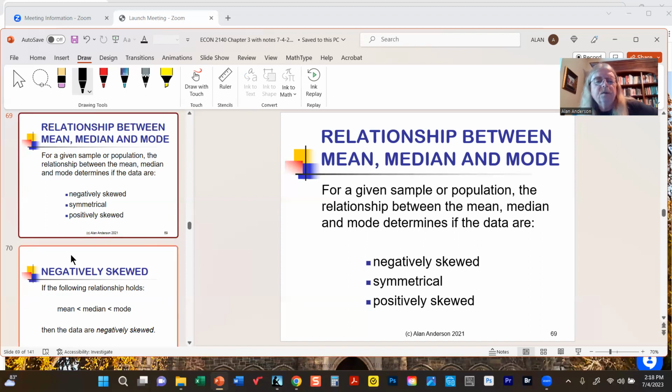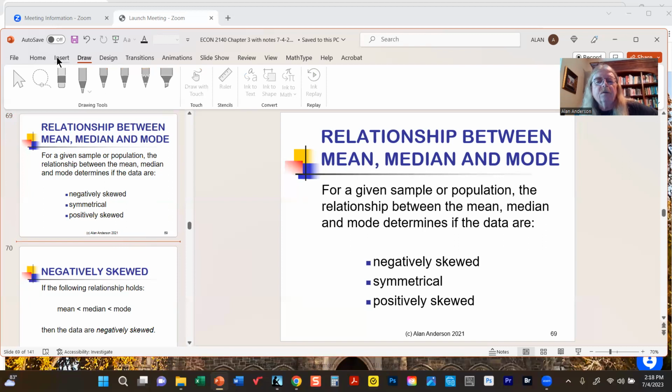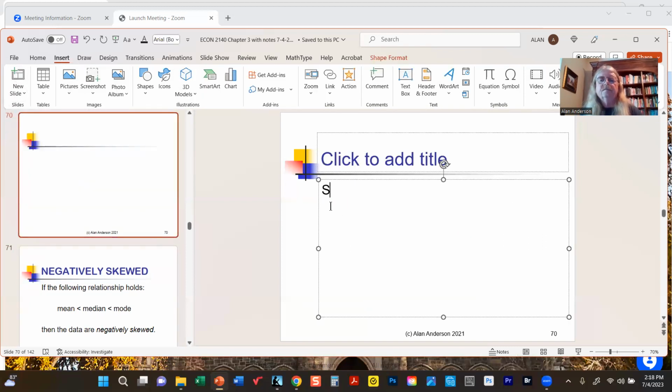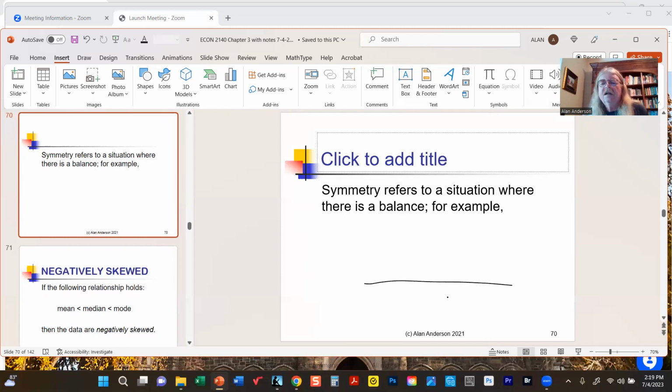So let's see, what is this all about? So, by the way, I just want to remind you, the word symmetrical, just in case you've forgotten what it means. Symmetry refers to a situation where there is a balance. Let me see if I can draw a graph. Let's say this is a histogram of a data set. Now, a histogram is a series of bars that represents the data that we have. And so let's say we have some data set where this is what it looks like.